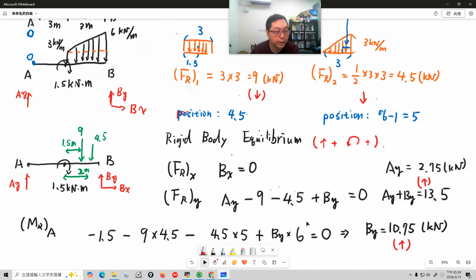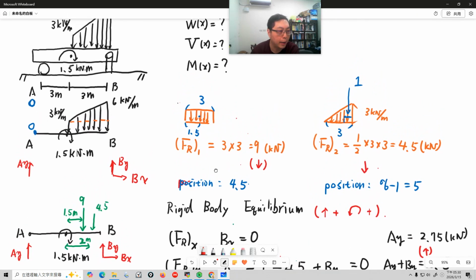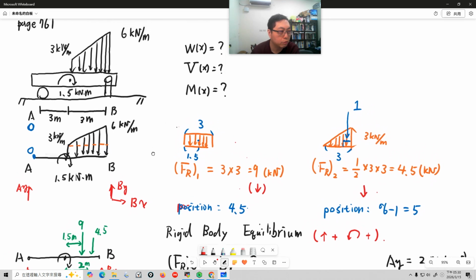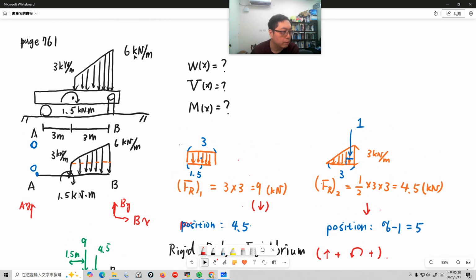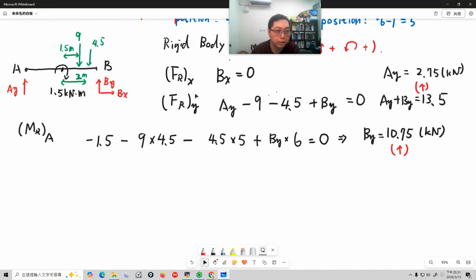The next step is to write down the distributed load function, and we have to represent this distributed load by a discontinuity function. Okay, I think maybe I need to cut this one. Okay, copy this one, and then move it down.